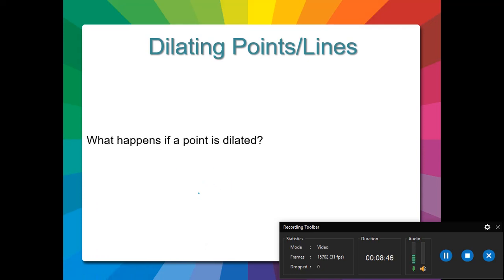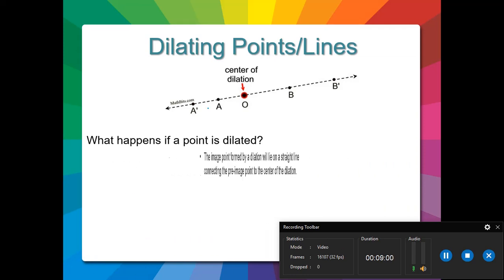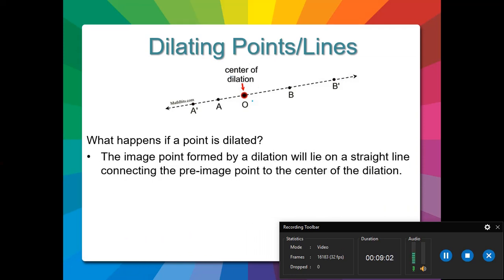Recall that it takes only 2 points to graph a line. So if you dilate a point, and we're also using a center of dilation, those 2 points have established a line for us. So when you take the center of dilation and your pre-image and you move its image point further away from it, you're creating a third point on that same straight line. So what we're going to have is the center, the pre-image, and the image all lying on the same line.